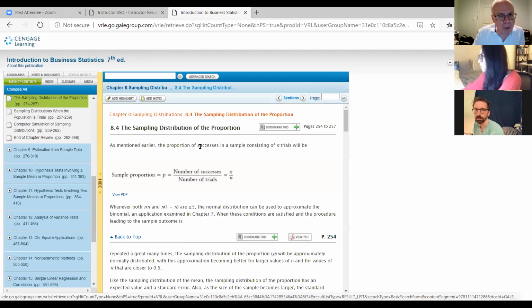All right, can you see this sample distribution of the proportion? Can you see it? All right, you can see it. I just want to make sure. I didn't know if I lost it or not.